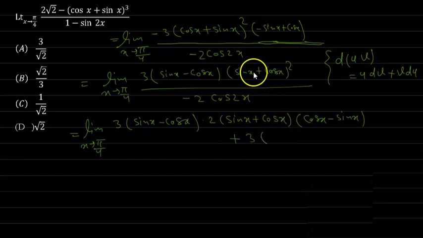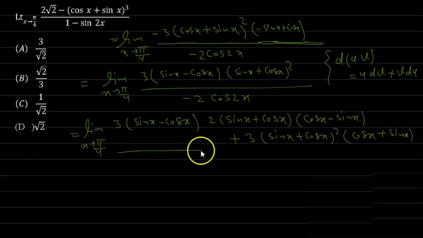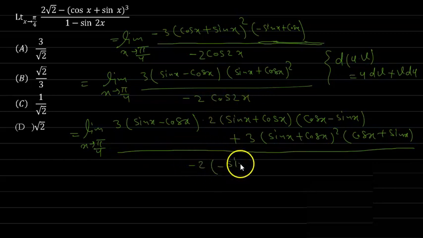Plus 3, second function as it is, that is (sin x plus cos x) square, times the derivative of sin x minus cos x, that is cos x plus sin x, divided by minus 2 times the derivative of cos 2x, which is minus sin 2x multiplied by 2, limit x tends to pi by 4.